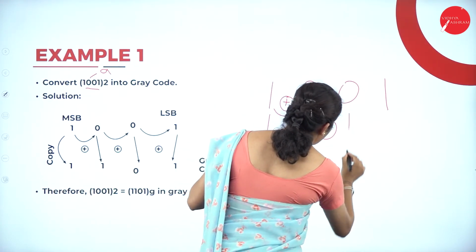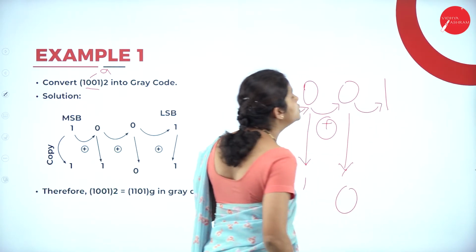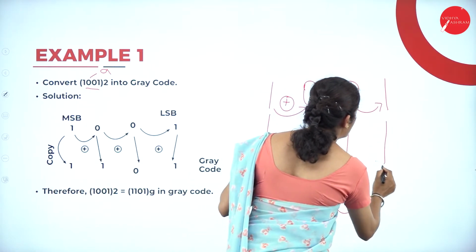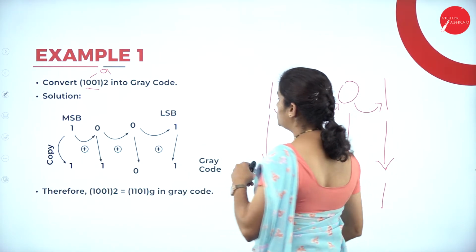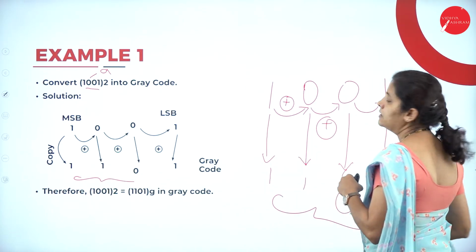What is the value I'm going to get? It is 0. Then I have 0 XOR with 1. What is the value I'm going to get? It is 1. So just cross verify that both the results are correct.